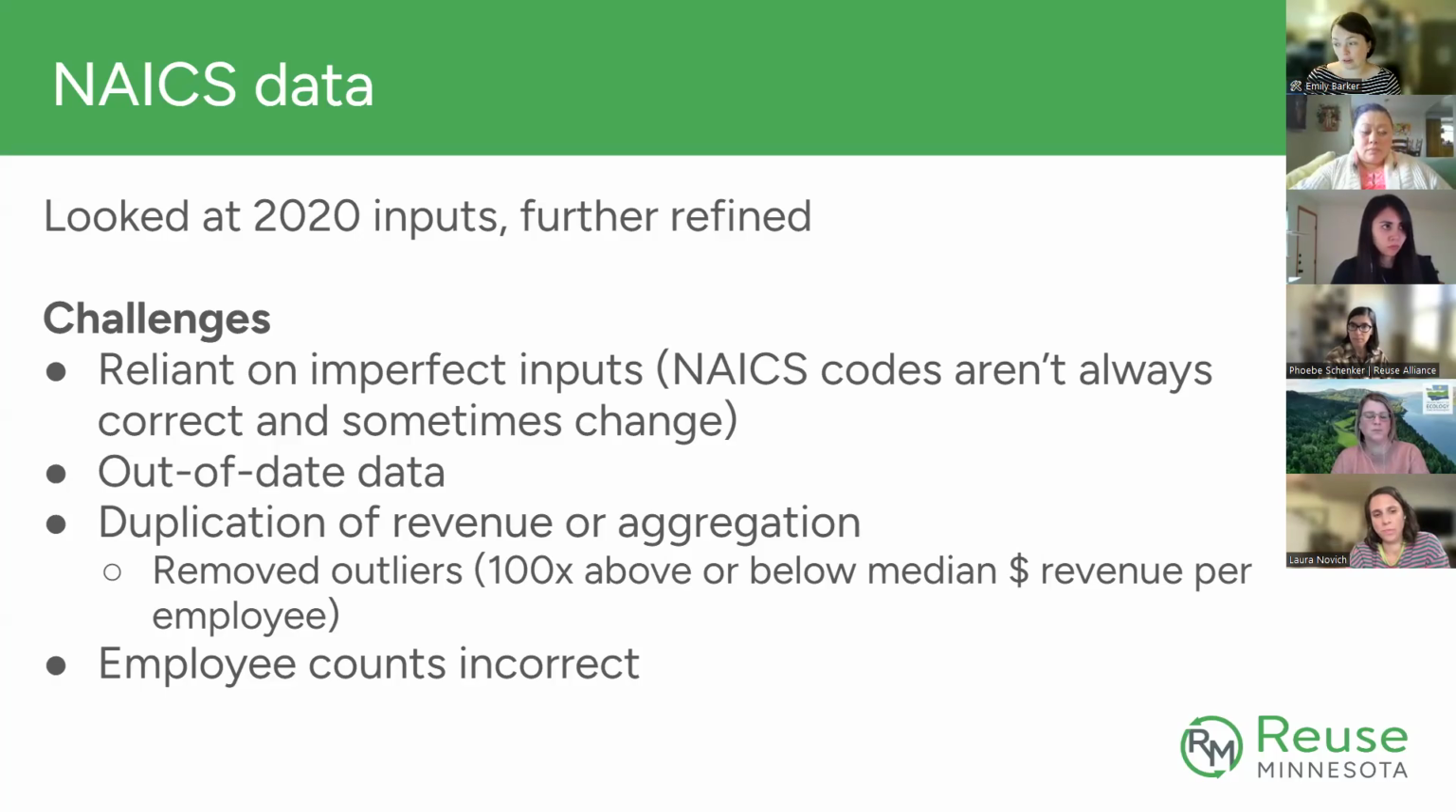And then duplication of revenue. What I mean by that is sometimes we'd see a really small business, like a Goodwill in a small community, and the revenue it said they generated was clearly out of scope for what that small business was likely to have generated. And we realized it's because they were aggregating among all of the Goodwills in the entire state. And so that's how the data was getting reported. So we had to figure out a way to remove those outliers.